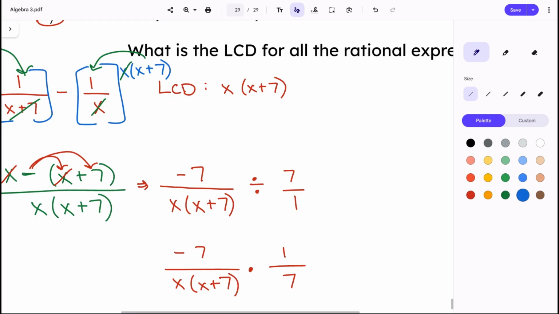Can I reduce the 7's? Yeah. So this is just a negative 1. And then that other fraction just goes out to 1's there. So what's my final answer here? There you go.